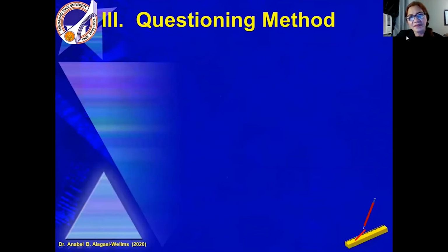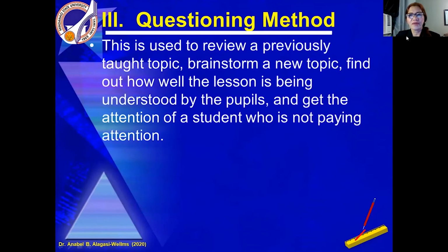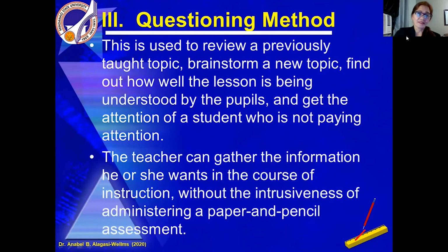The last method is the questioning method. This is used to review a previously taught topic, brainstorm a new topic, find out how well the lesson is being understood by the pupils, and get the attention of a student who is not paying attention. What do we use? Questions. The teacher can gather the information he or she wants in the course of instruction without the intrusiveness of administering a paper and pencil assessment.